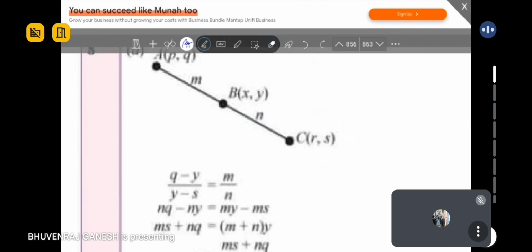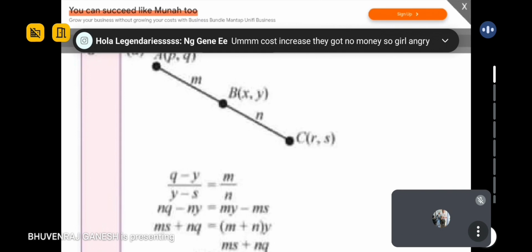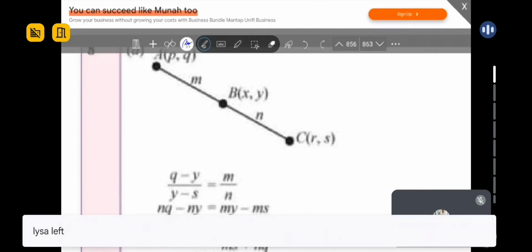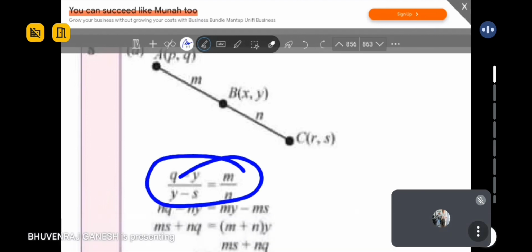Okay, so first step, we compare X coordinate with X coordinate. Kita bandingkan koordinat X dengan X, Y dengan Y. Kita akan bentukkan 2 persamaan. Ini adalah konsep untuk soalan ni. We will form 2 equation, then you can get the formula. Okay, so you see over here, the concept we use here is ratio.